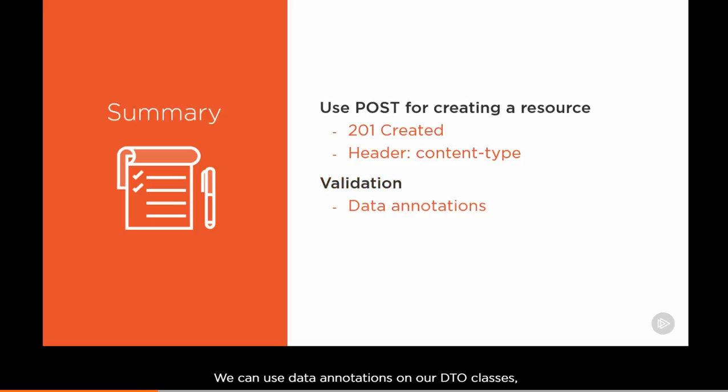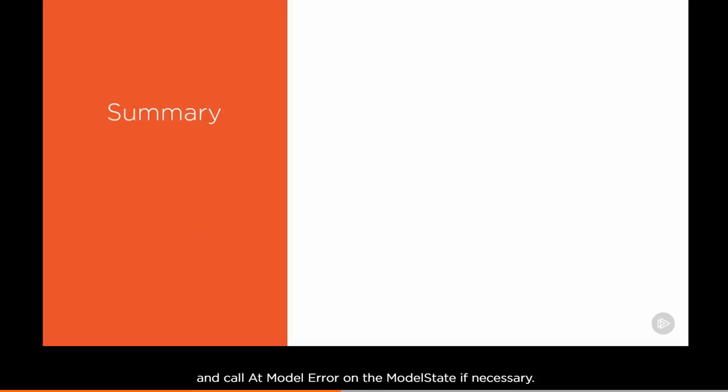We can use data annotations on our DTO classes. And then we can check for these by using the model state. That's a dictionary containing both the state of the model and model binding validation. Whenever a request comes in, the annotations applied to the model, the DTO, are checked. If one of them doesn't check out, the model state's is valid property will be false. For those rules that can't be checked with data annotations, we can add a manual check and call add model error on the model state if necessary.